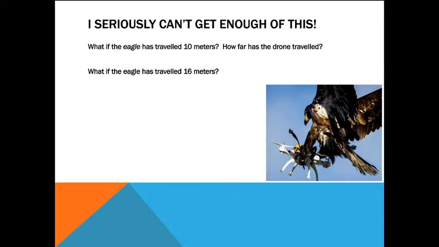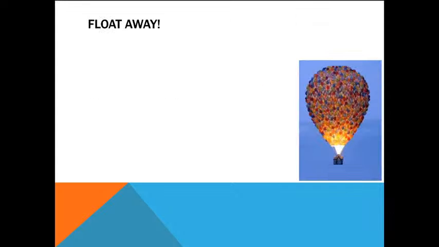What if it's gone 16 meters? The eagle, I mean. What if the eagle has gone 16 meters? Yeah, the drone's gone 7 meters more than that. That's going to be 23, I think. Yes, 23: 16, 17, 18, 19, 20, 23 meters. And if the eagle traveled 98 meters, yeah, the drone's gone 105.